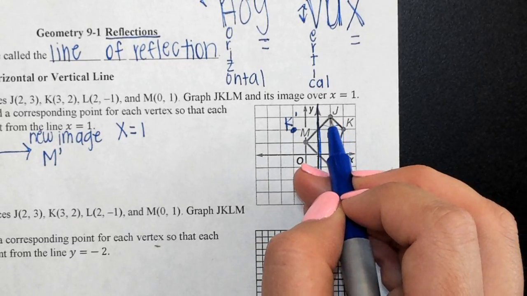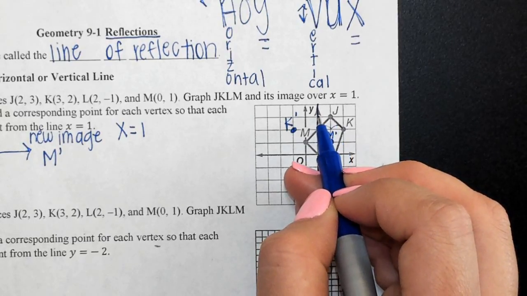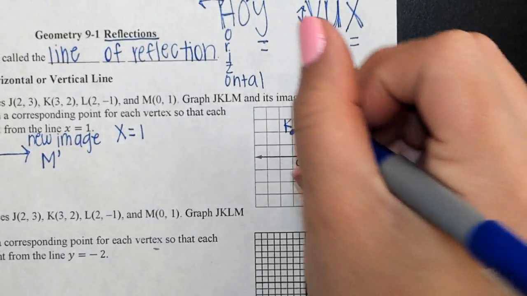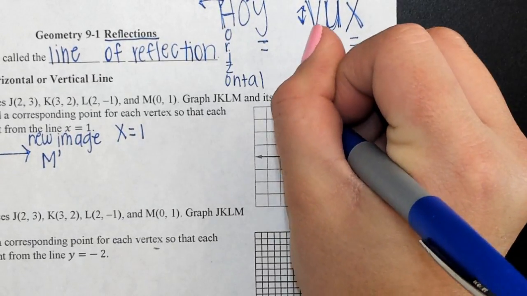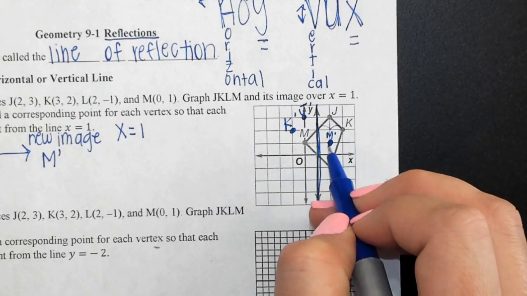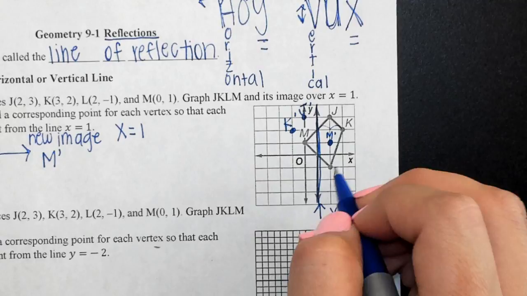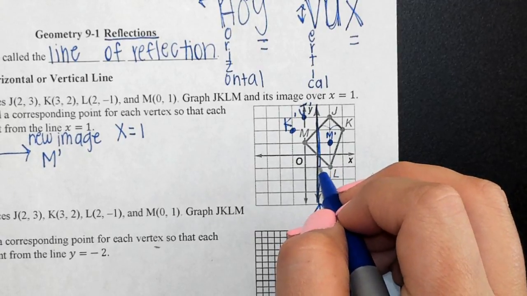How many boxes is J away from the line? So how many more do I have to keep going? I have to keep going 1 the other way. So this is J prime. I've done J, I've done K, I've done M. Who's left? How many boxes away is L? So how many do I have to go the other way?